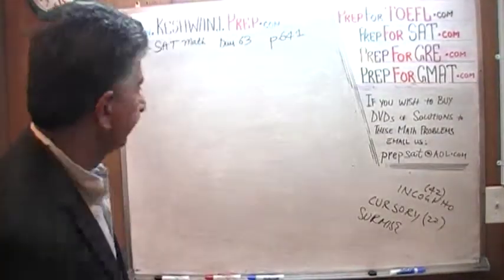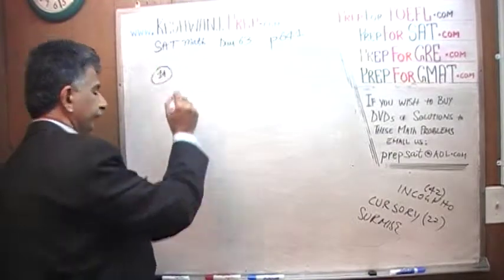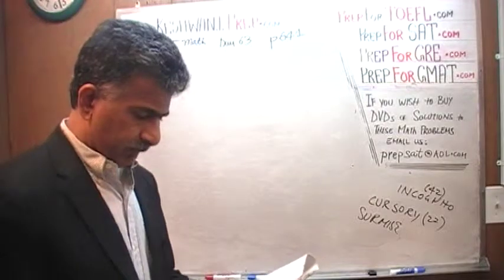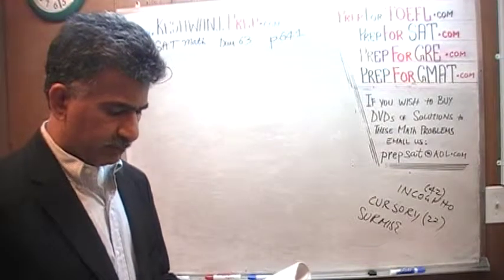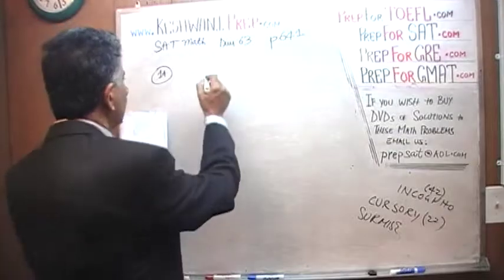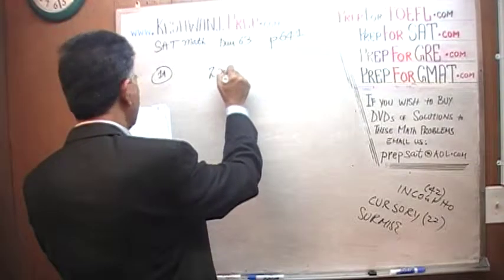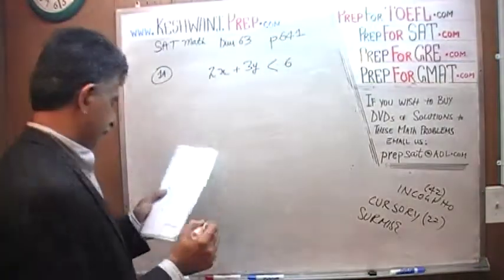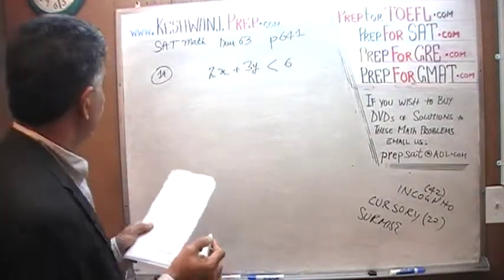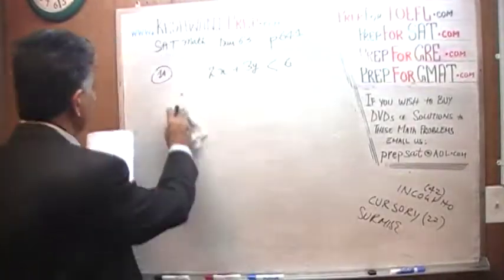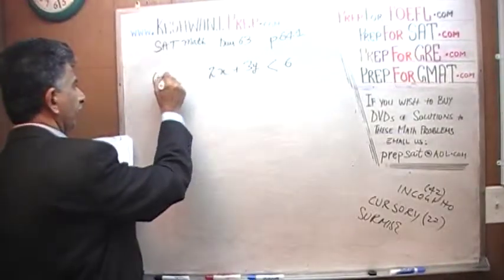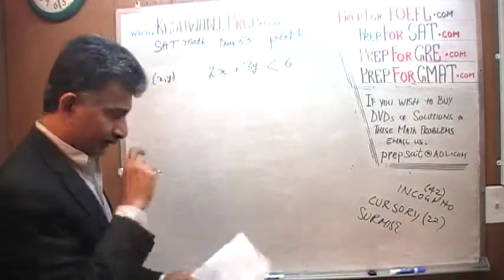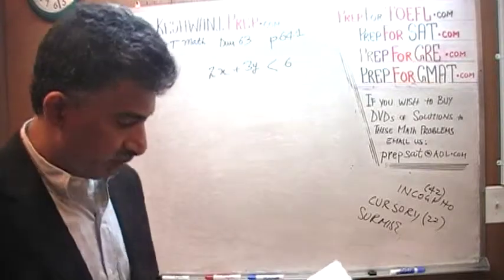Number 14. For how many ordered pairs of positive integers x and y is this quantity, 2 times x plus 3 times y, less than 6? Alright, so the ordered pair is x and y. We have an ordered pair of x and y, and for a given value that we put in here, it has to be less than 6. And we are told that they have to be positive integers.